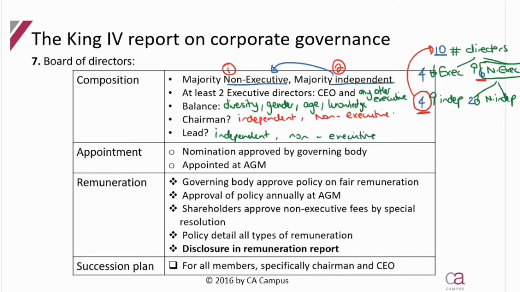So why do they have a lead? In case the chairman is absent from a meeting, this person will be designated to then chair the meeting. In case the chairman is actually not independent on a decision, then this lead will chair the meeting and host the meeting. And when it comes to the chairman's performance evaluation, the lead will chair the chairman's evaluation.